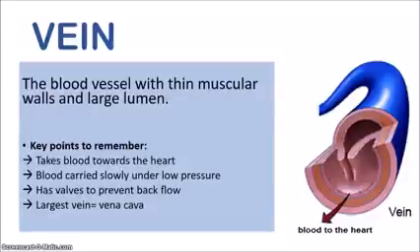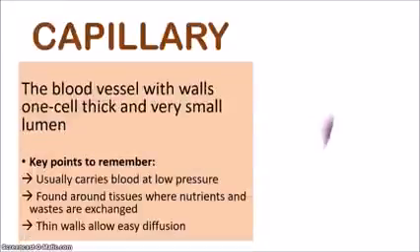So those are the key points to remember about the vein. So it has the thinner muscular walls, a larger lumen, and valves are present. And the blood flowing through is under low pressure and moving very slowly. Alright, let's look at the final blood vessel, the capillary.